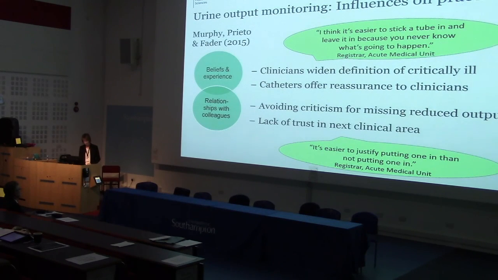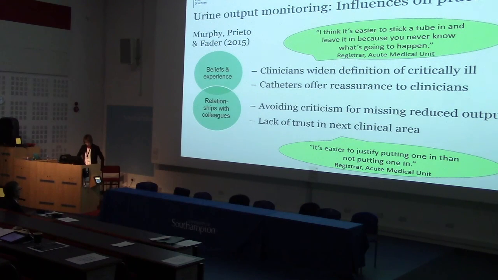And Cathy's research demonstrated this very clearly. Cathy found that clinicians tended to widen the definition of critically ill to include patients they wanted to keep an eye on. It was reassuring for the doctors or the nurses to know that the patient was catheterised because they'd more likely pick up someone with reduced urine output that needed to be acted upon. And this was a particularly reassuring factor in the fast-paced environments of the emergency departments and the acute medical units, where they were worried that these things may get missed.